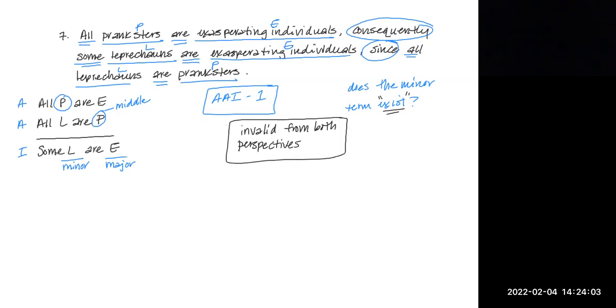Now, if this condition had been met and leprechauns was something that existed, like lizards maybe, then it would have been conditionally valid. But as it is, because it doesn't meet the required condition on the chart, it's invalid from both perspectives.